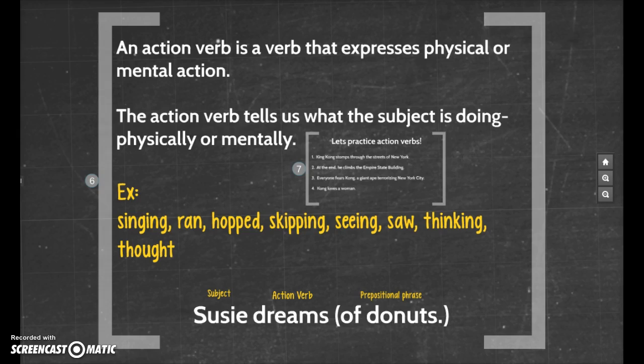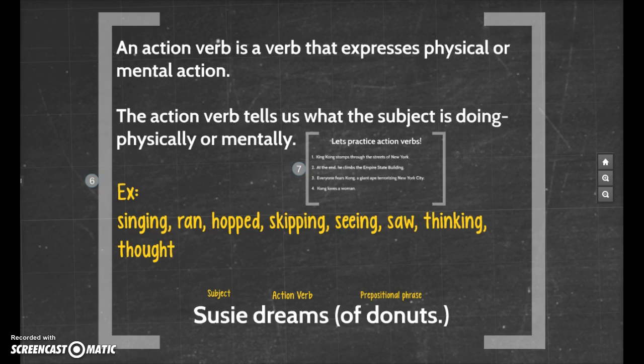So these are the verbs that you can see and you can do. Okay? So examples would be singing, running, hopping, seeing, saw, thinking, thought. So don't focus so much on the ing or the tense of it. You just want to think, is it something that can be done? Okay? Is it an action?